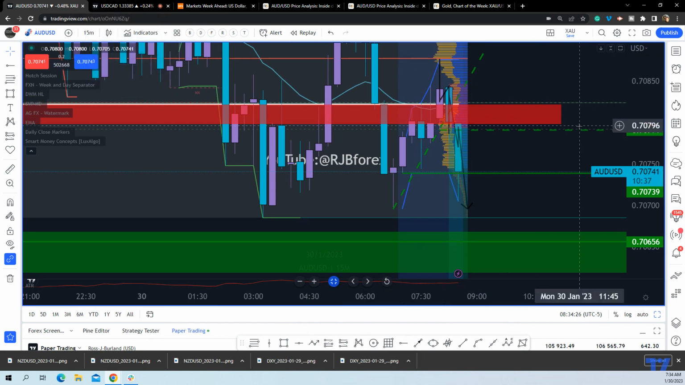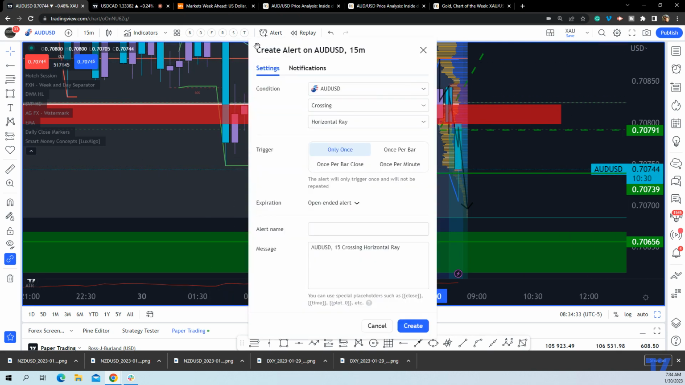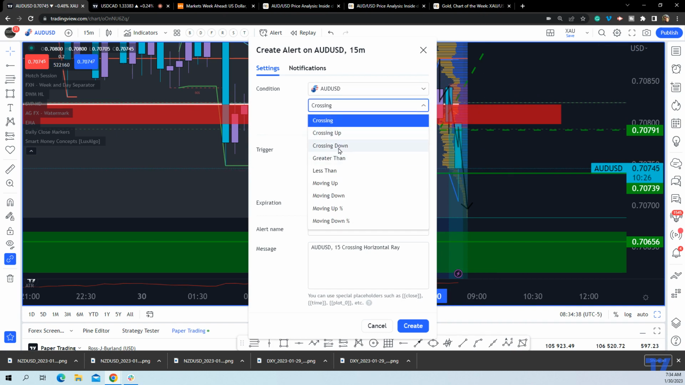About 10 minutes of this candle to play out. I'm going to make a coffee.